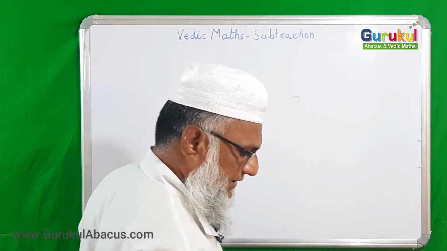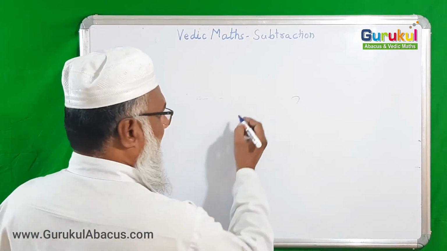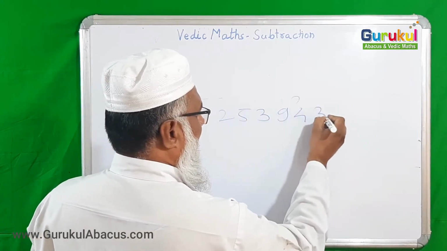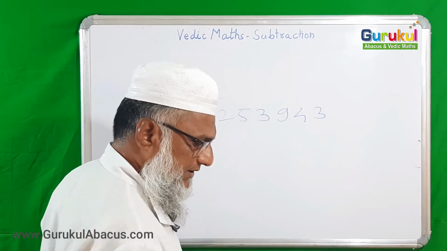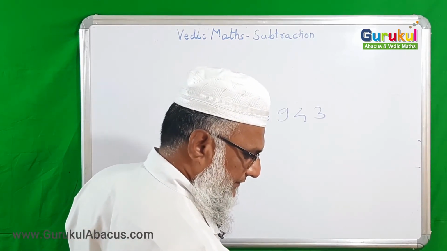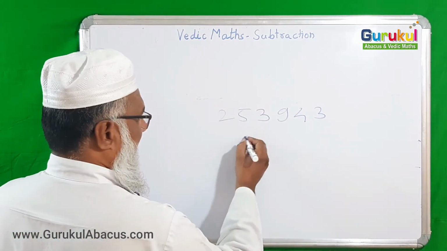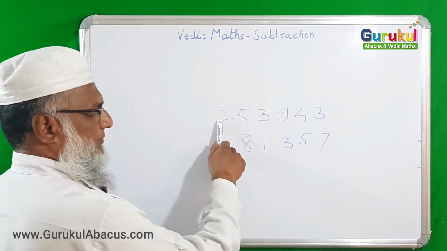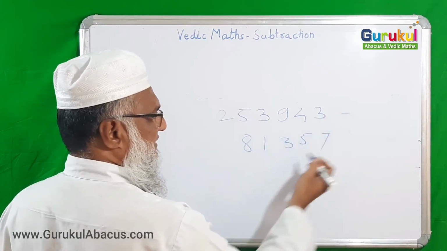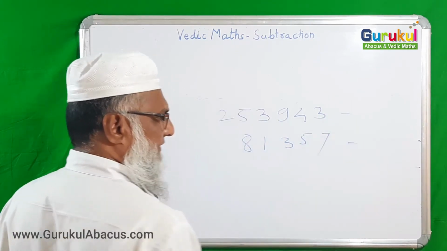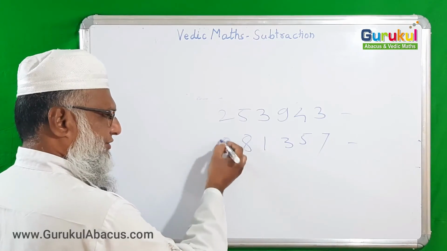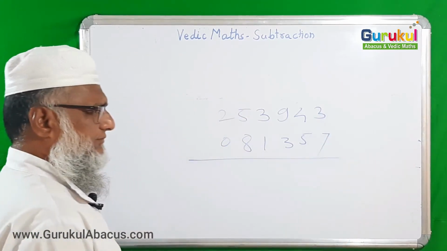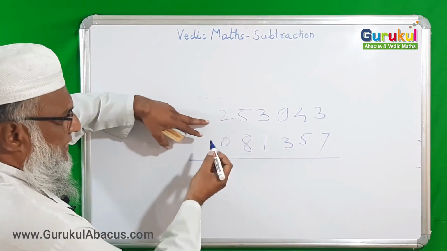Now here example is 253943, and next example is next 81357. Now here upside first number is 6 digit, second number is 5 digit. Let it be, no problem. Add one more 0 for our understanding. Okay, now we are subtracting. Okay, the same operation here.